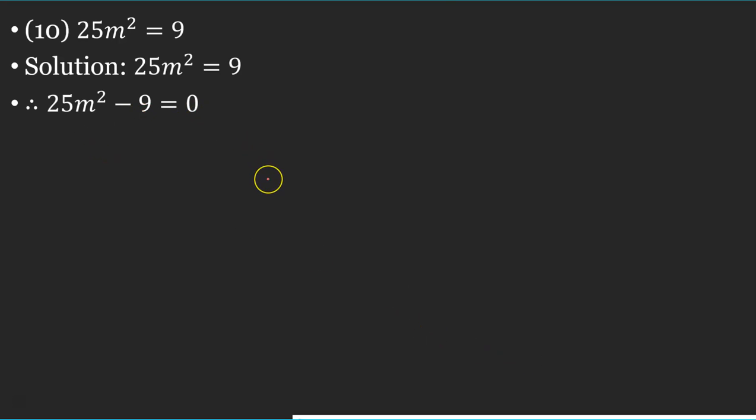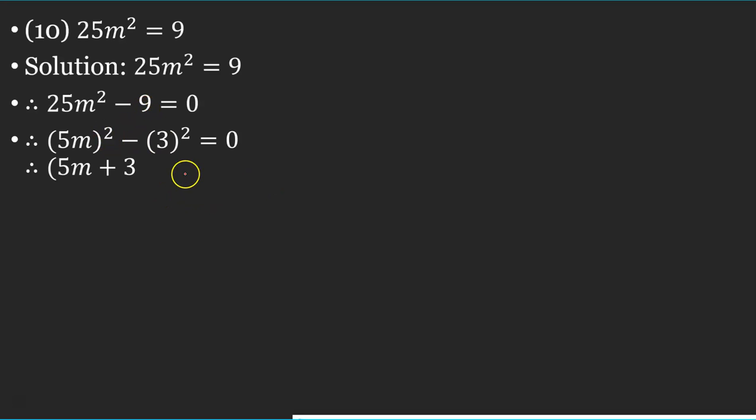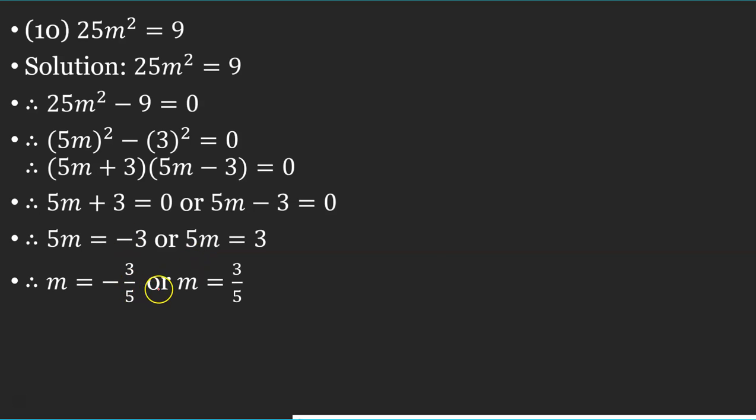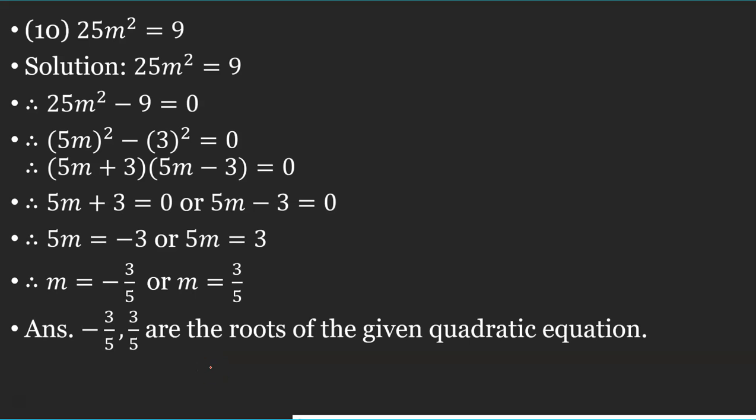Okay, next 25m square is equal to 9. There is no middle term here, very simple expression. Therefore 25m square minus 9 is equal to 0. That is (5m) square, and 9 is 3 square. Therefore, using a square minus b square equals (a plus b)(a minus b), the first bracket is 5m plus 3 and the second bracket is 5m minus 3, that's equal to 0. Therefore 5m plus 3 is equal to 0, 5m minus 3 is equal to 0. 5m is equal to minus 3, 5m is equal to 3. m is equal to minus 3 by 5, or m is equal to 3 by 5. And therefore minus 3 by 5 and plus 3 by 5 are the roots of the given quadratic equation.